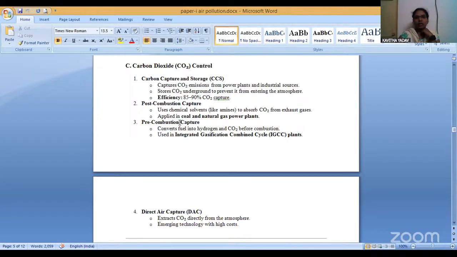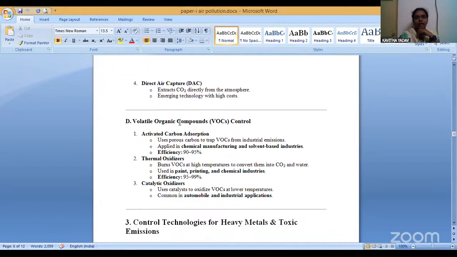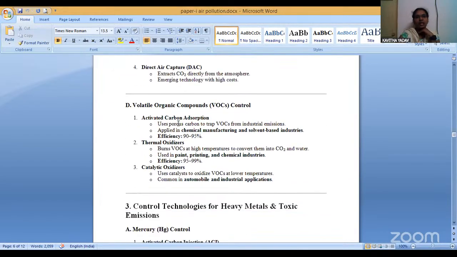Then coming to the next one, direct air capture, DAC. It extracts carbon dioxide directly from the atmosphere. It is an emerging technology with high cost, and it is economically not recommended. The unwanted carbon dioxide present in our atmosphere can be absorbed by direct air capture.